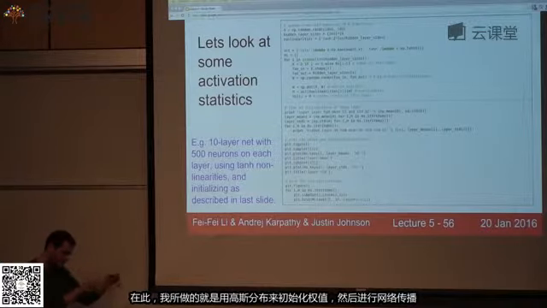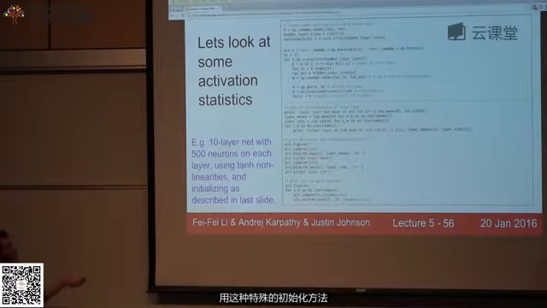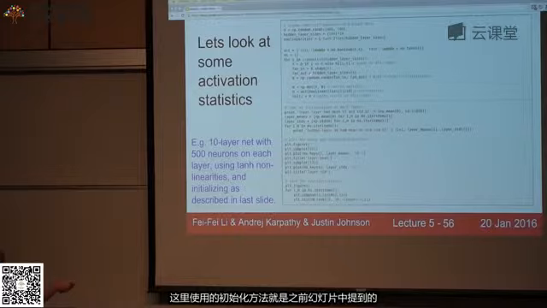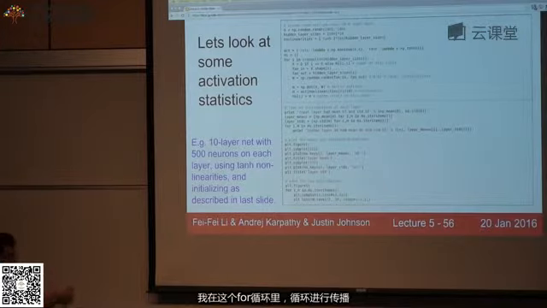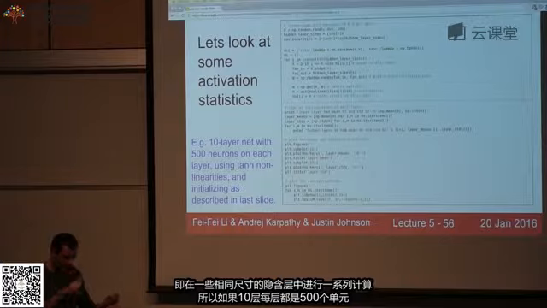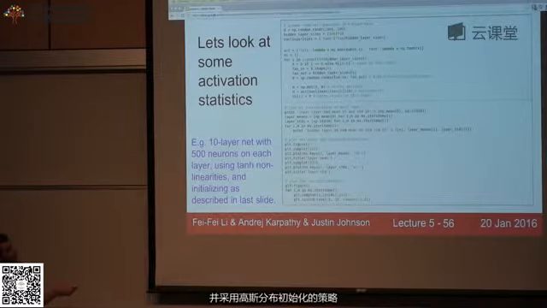Basically, I'm taking unit Gaussian data and forwarding it through the network with this particular initialization strategy, which is what I described in the previous slide. So you sample from a unit Gaussian and scale it by 0.01. What I'm doing in this for loop is forward propagating this network, which is made up of just a series of layers of the same size. We have 10 layers of 500 neurons on each layer, and I'm forward propagating unit Gaussian data with this initialization strategy.